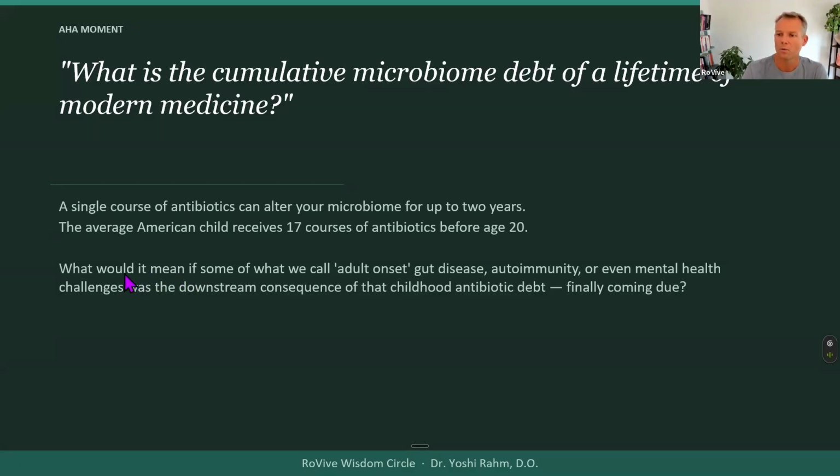But what would it mean if some of what we call adult onset gut disease, autoimmunity, or even mental health challenges was the downstream consequences of that childhood antibiotic debt finally coming due? Just wanted to throw that in there and really let that sink in. And for those of you watching, this applies to you too. Obviously, we don't have any children on here, but this applies to you.